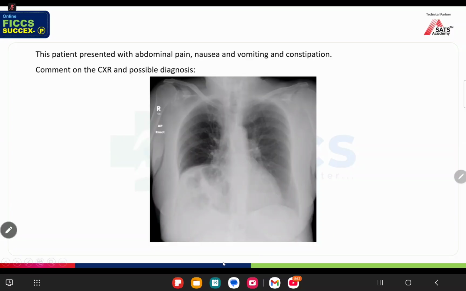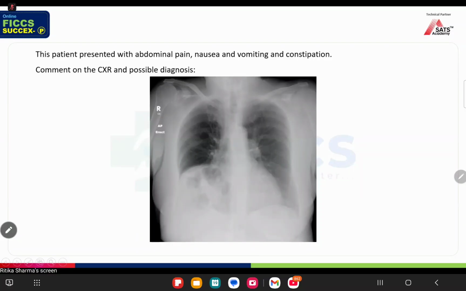Then this one is a very classical X-ray, not very common, but a rare X-ray to be seen. These are the bowel loops. Okay, you can see the bowel loops. Whenever the bowel comes up like this, this is the Chilaiditi sign.